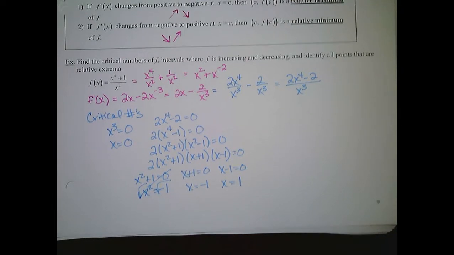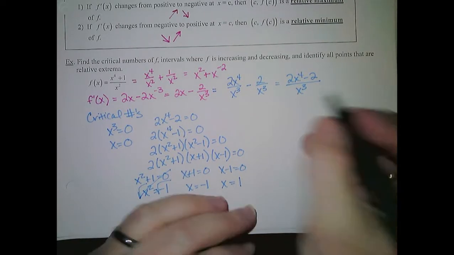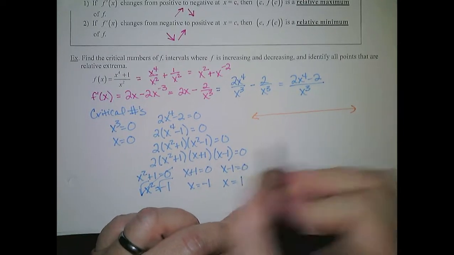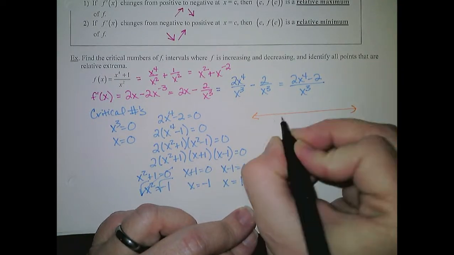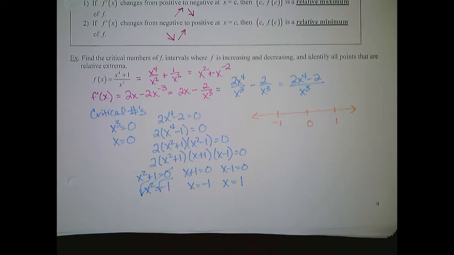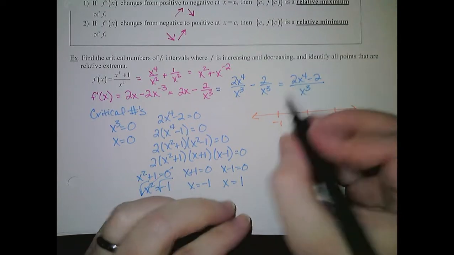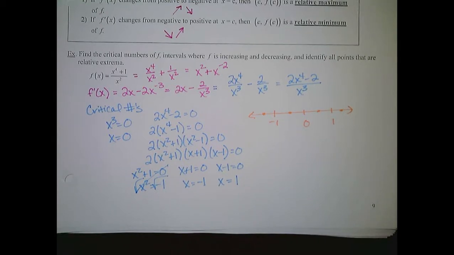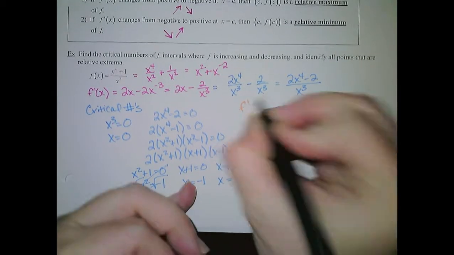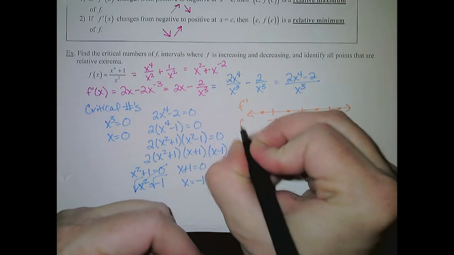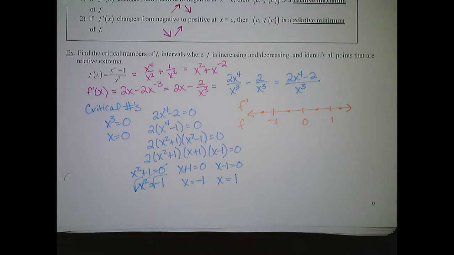So I think that the easiest way to determine where we have increasing and decreasing is to think of a number line. I'm going to take all of my critical numbers and put them on the number line. So I've got -1, I have 0, and then I have +1. I'm going to take a point in each of these intervals, and I want to determine whether the first derivative, f prime, is positive or negative. If I know where the derivative is positive and negative, that's going to tell me where my function f is increasing and where it's decreasing.